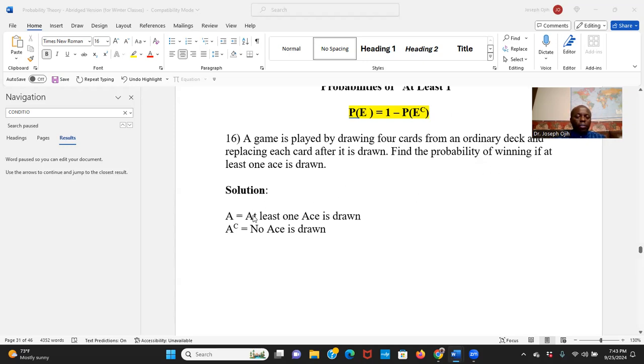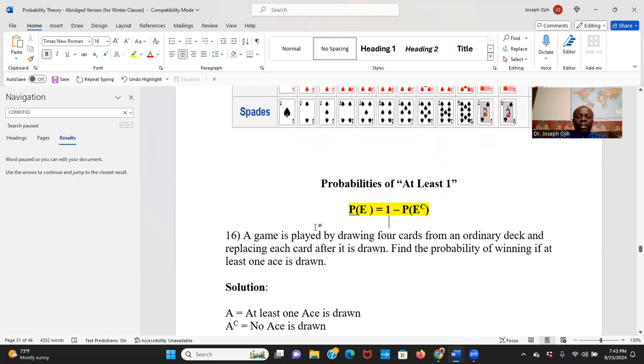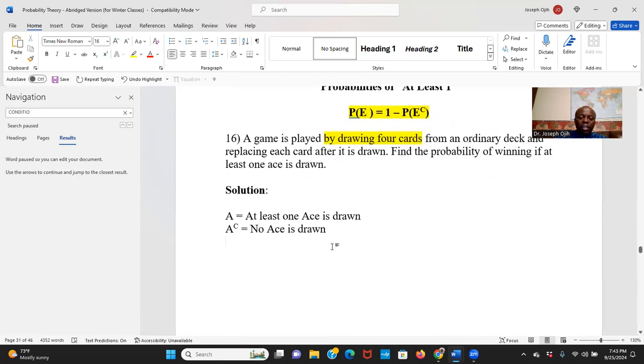So let us use A to be at least 1 ace. The opposite event, which is the complement, A complement, is no ace is drawn. Now, if you look at the cards, how many aces do we have? You can see the aces here: 1, 2, 3, 4. Out of the 52 cards, there are 4 aces. The rest are not aces, about 48 cards. And this game is played by drawing 4 cards from a deck. So let's find the probability that no ace is drawn.